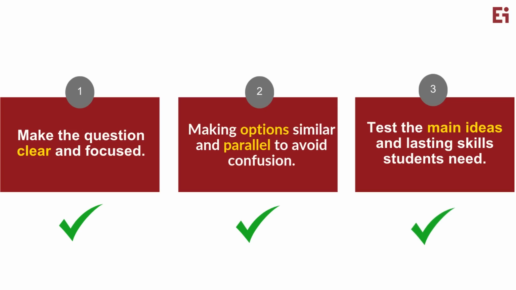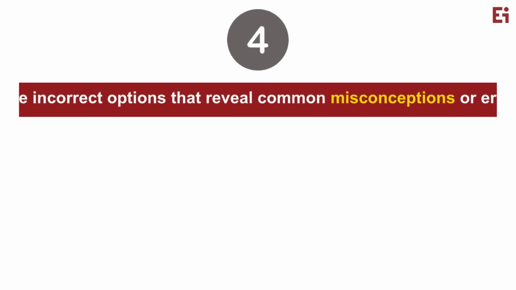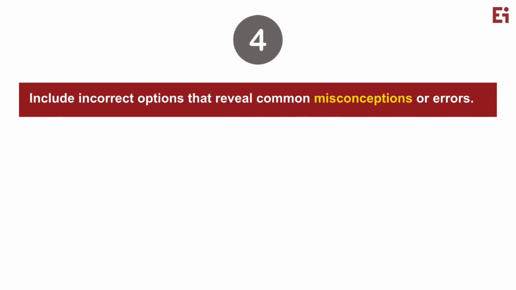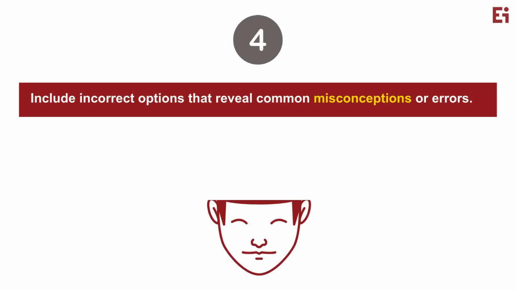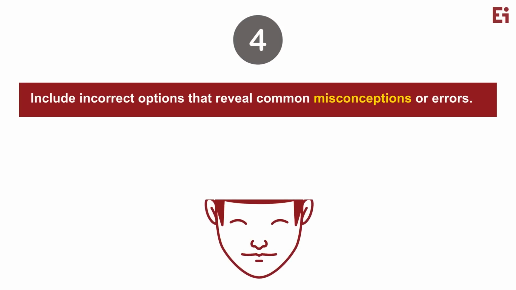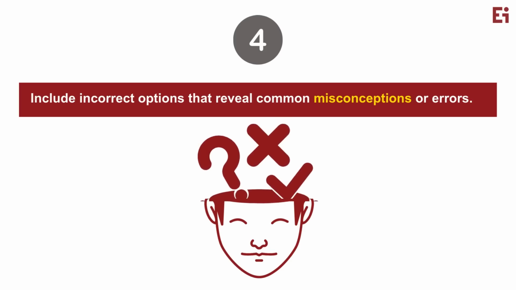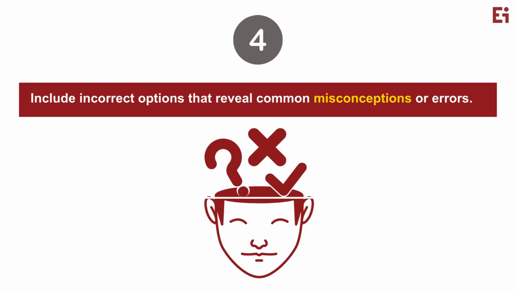Now, let's dive into the remaining best practices that will further improve our MCQs. Now, let's discuss our 4th best practice. Include incorrect options that reveal common misconceptions or errors. By incorporating these types of incorrect options, we can help identify and address students' misunderstandings. This not only clarifies their learnings, but also allows educators to gain insight into the areas where students may struggle.